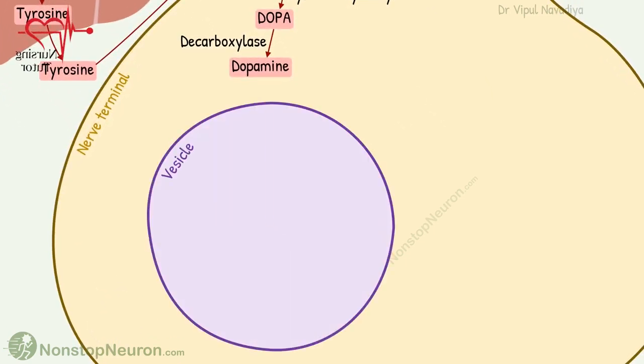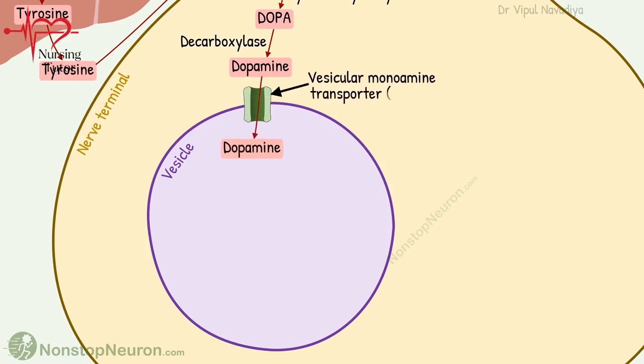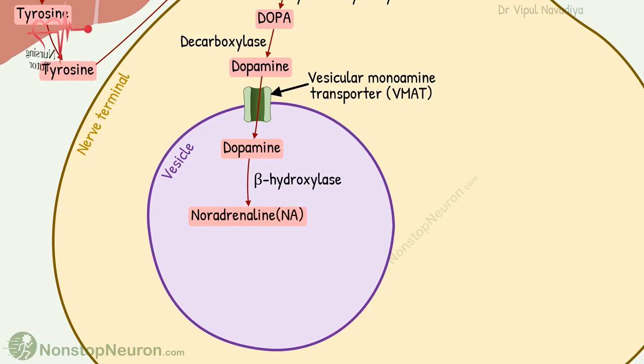In the nerve terminal, we have synaptic vesicles that take up this dopamine. This uptake is done by a carrier protein called vesicular monoamine transporter, or VMAT for short. In vesicles, we have an enzyme called dopamine beta hydroxylase.